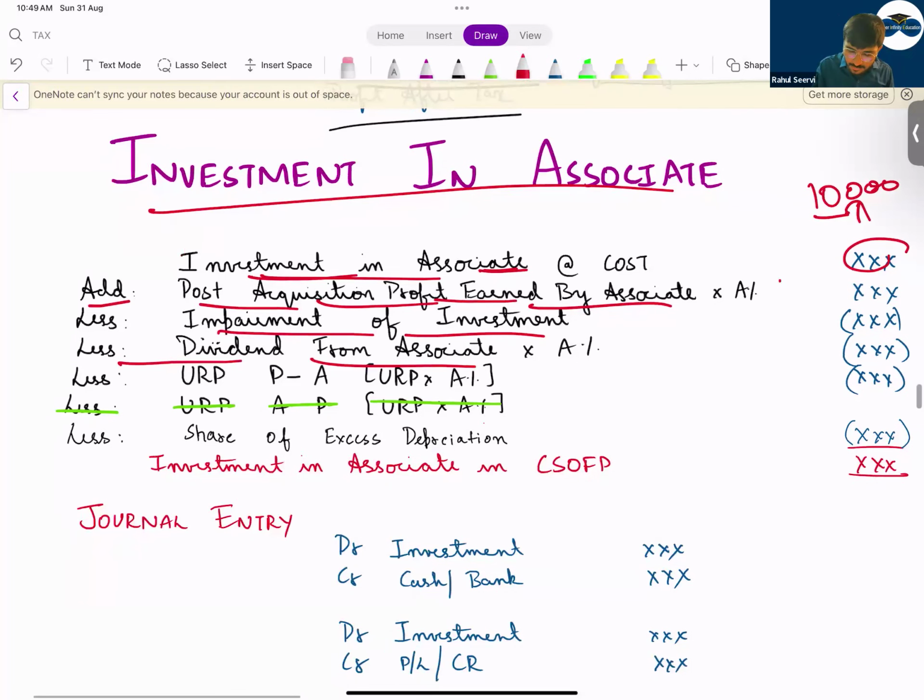Above, you have included a profit of 10,000. From this, you will receive a dividend of only 1,000. So remove 300 of the dividend which you have received. So ultimately, how much will be the amount? 700. Then, sir, URP. Let us see URP. In case of investment in associate, URP will be what? Parent to associate only will come here.